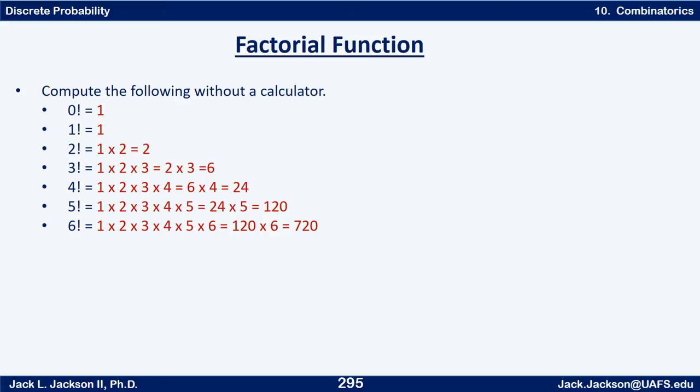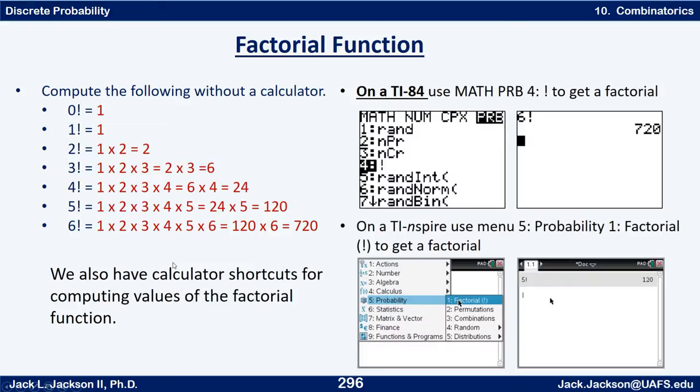So we don't really need a calculator to do these if the number is pretty small, and if we're allowed, take our time and build it up. But luckily, there is a calculator shortcut for this on your calculator. If you're using a TI-84, here's how you get to it. In both cases, on a TI-84 and a TI-Nspire, you type the number and then the exclamation point, which is a factorial symbol.